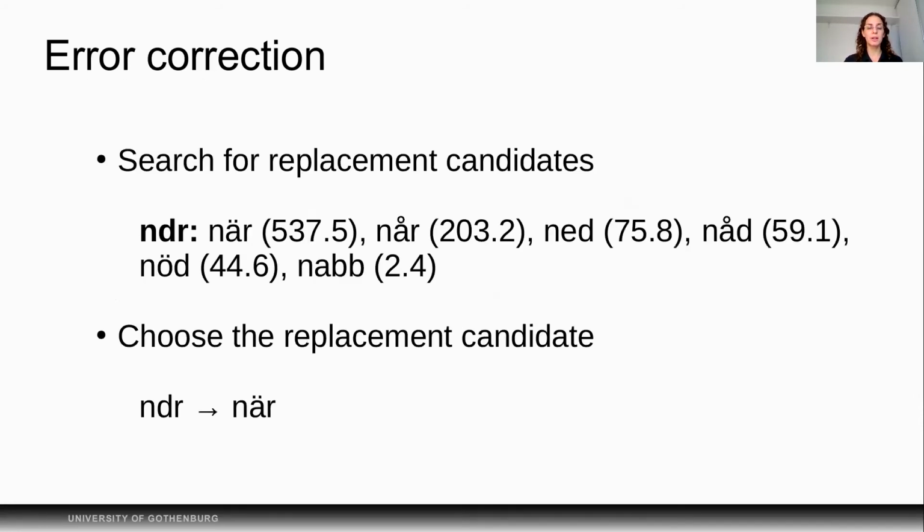For the error correction step, we applied Levenshtein distance to search for candidates to replace the error word with. We rank these candidates based on their frequencies compiled from our corpora and choose the correct word with the lowest Levenshtein distance and the highest frequency.